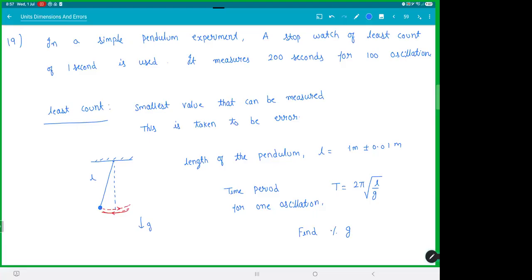You take a pendulum, you find the time period, you know the value of T, you know the value of L. From there, you can find the value of G, which is acceleration due to gravity. Get the percent error in gravity.